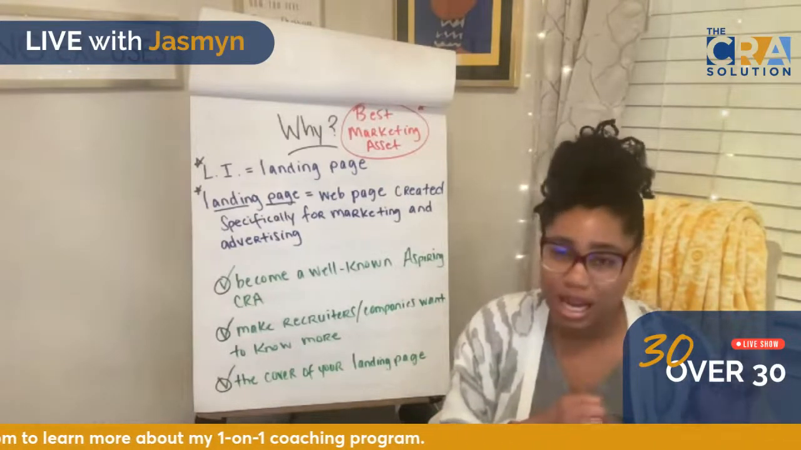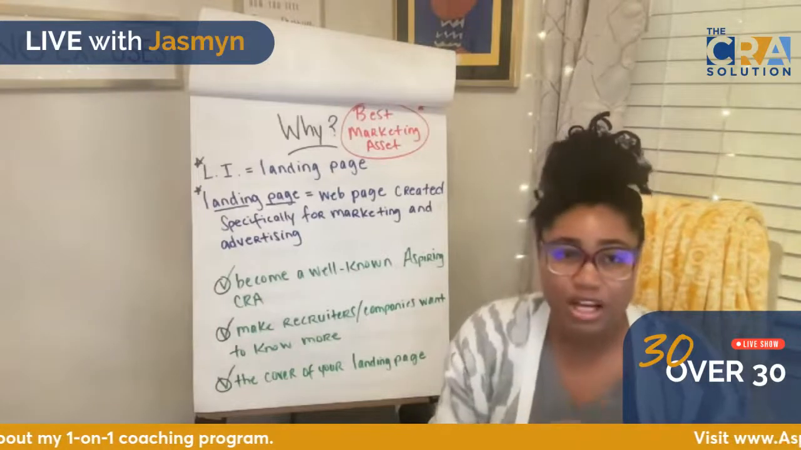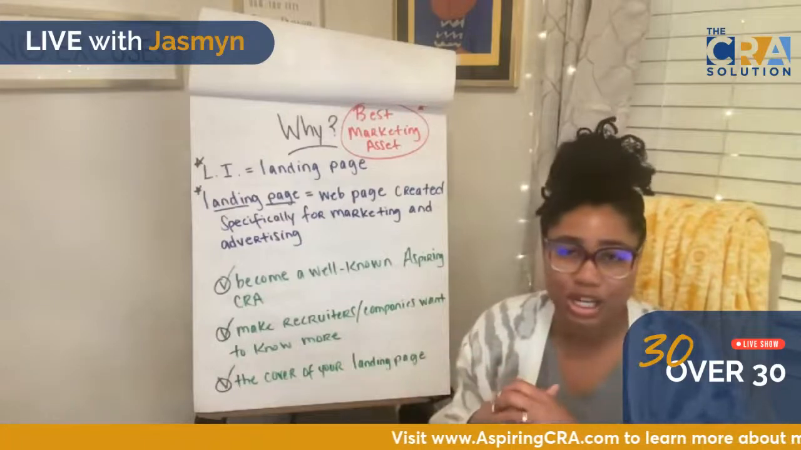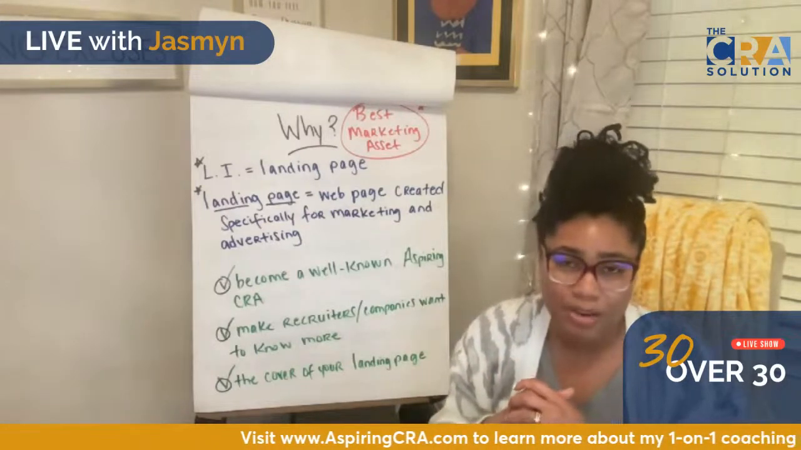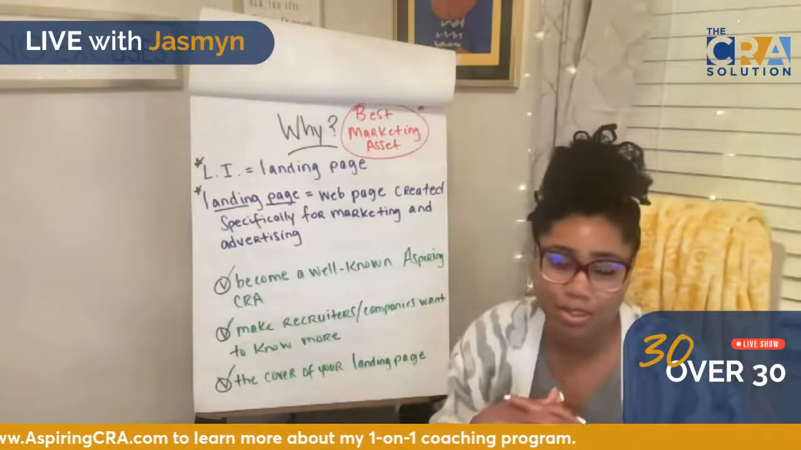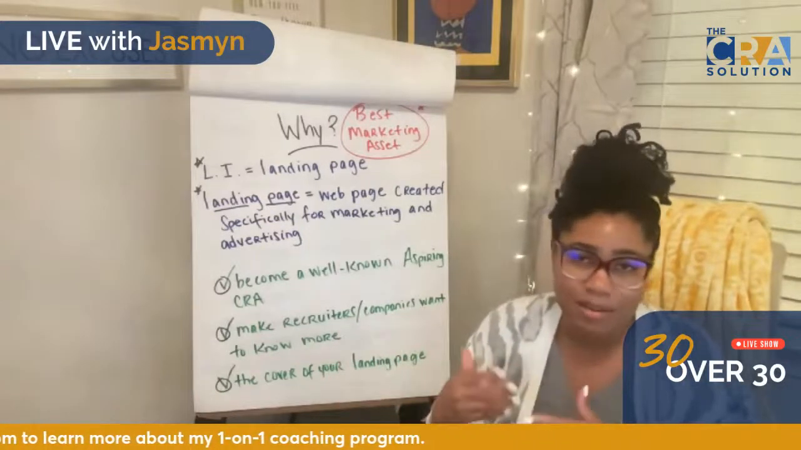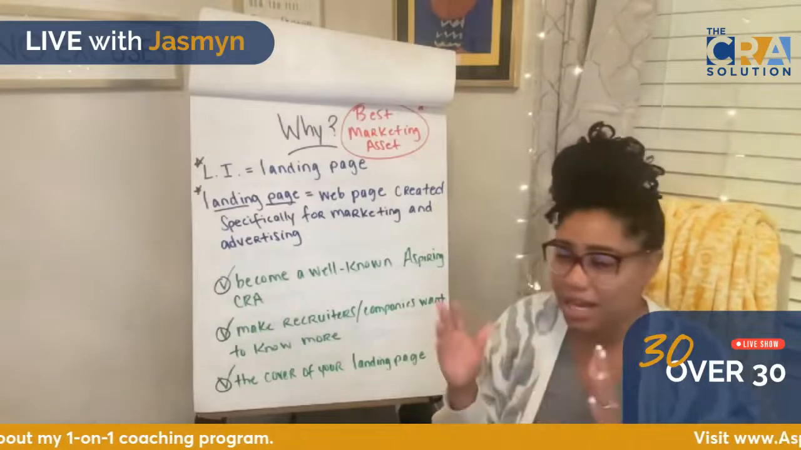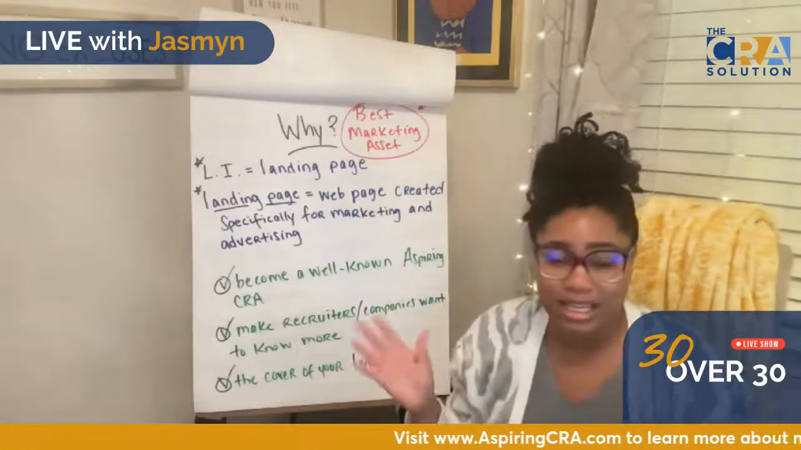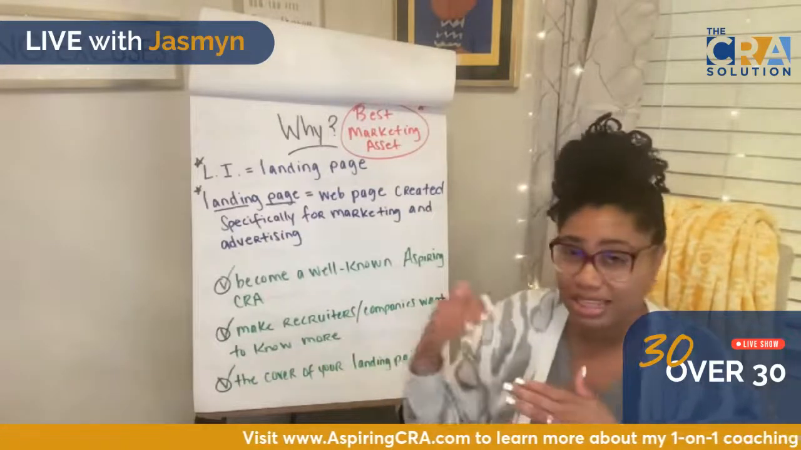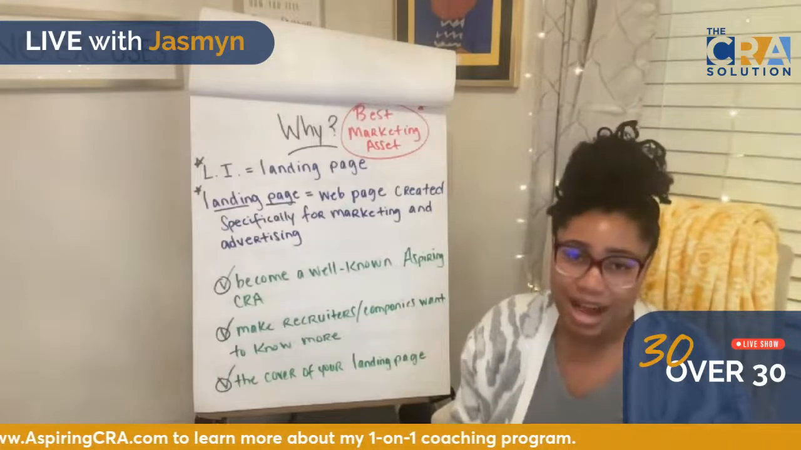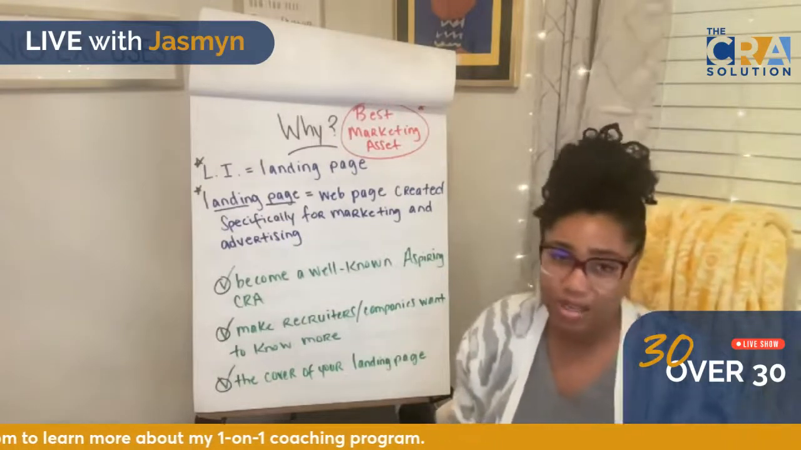You want to go from an anonymous aspiring CRA to a well-known aspiring CRA. Everybody in the field should know that you want to become a CRA. When I was trying to land my first CRA job, everybody already knew Jasmyn wants to be a CRA. That needs to come along with your name in the territory. So if anybody hears about any job events, any entry-level jobs, anything that has to do with landing that first CRA role, they should automatically think about you. That's how well-known of an aspiring CRA you want to become.